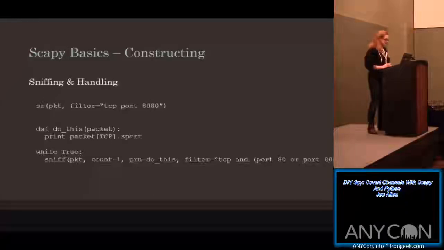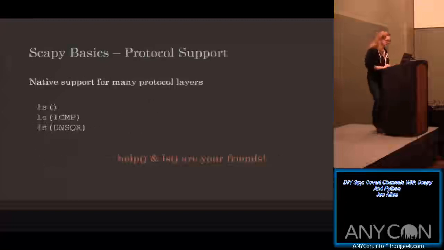And then I'm looping on the sniffing function, and every time I receive a packet, I'm only receiving a single packet, and then I want to do the functionality in do_this, and I'm only doing this to packets that match the filter TCP and port 80 or port 8080. The cool thing about Scapy is you can use both a Berkeley packet filter format, or you can use a Python function, so you can use Lambda functions, which is really, really neat.